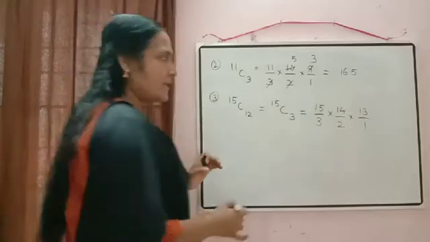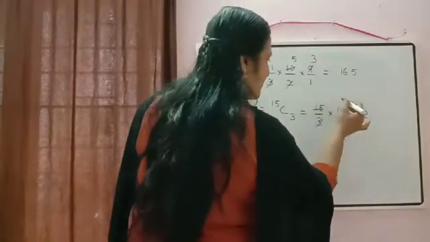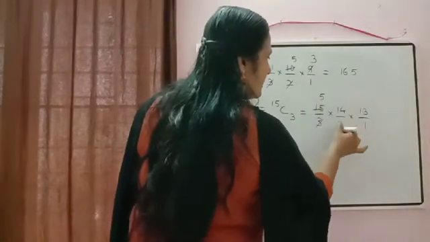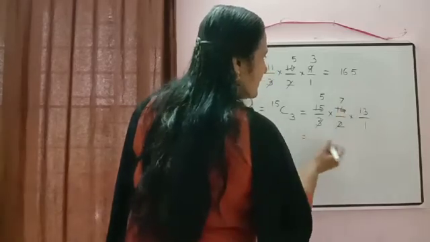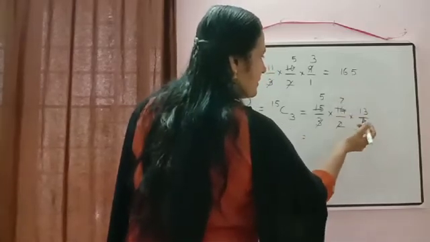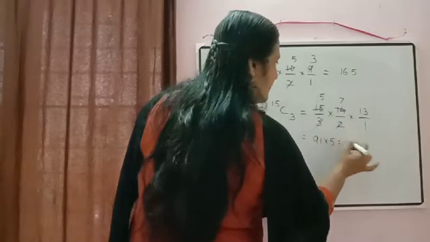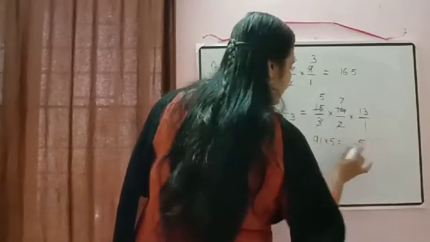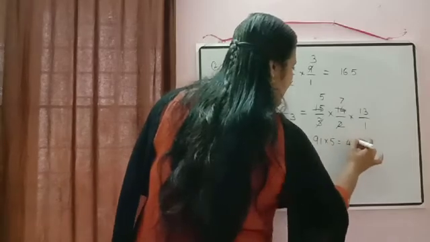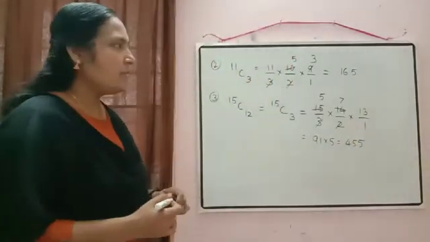Now we can do the cancellation. 3 5s are 15, 2 7s are 14. Then 13 7s are 91. So 91 into 5: 5 1s are 5, 5 9s are 45. So directly you will get the answer, 455.